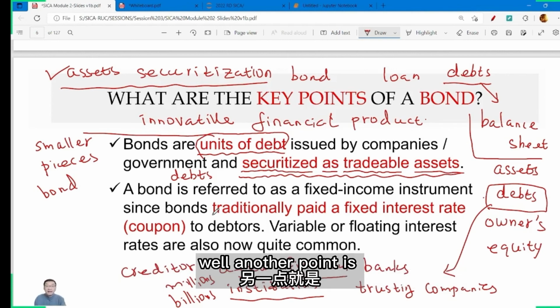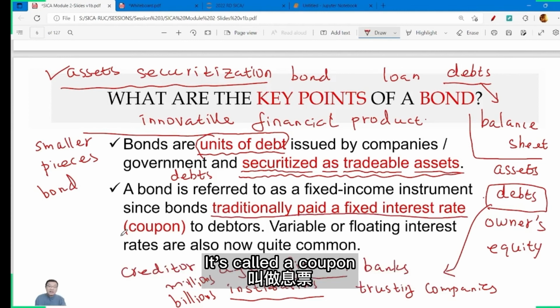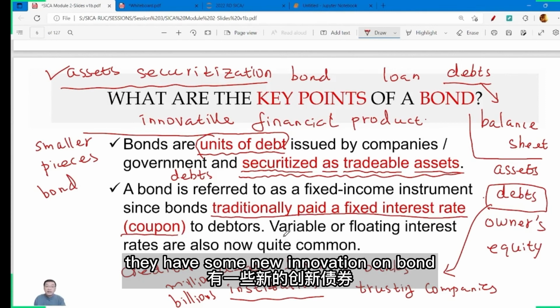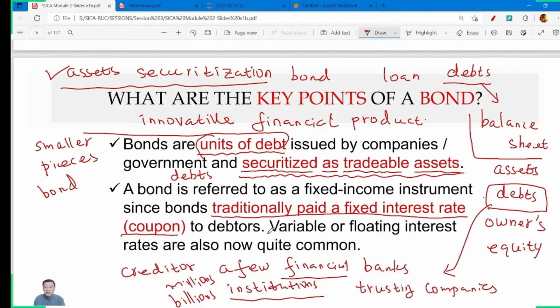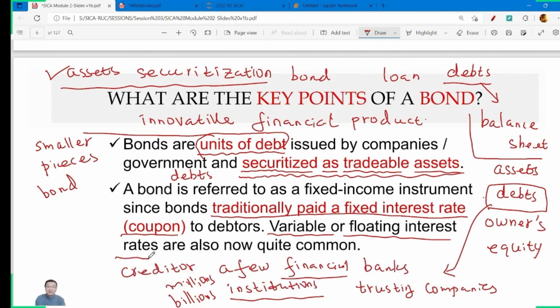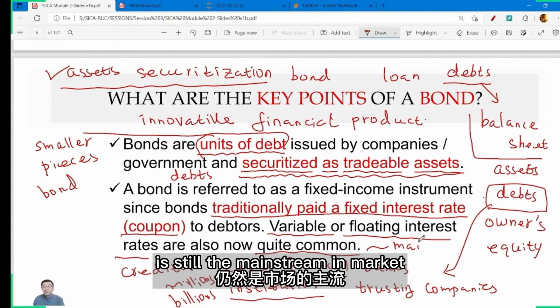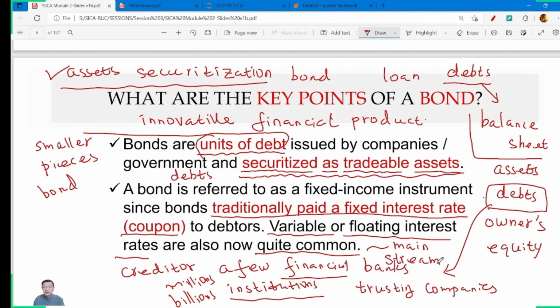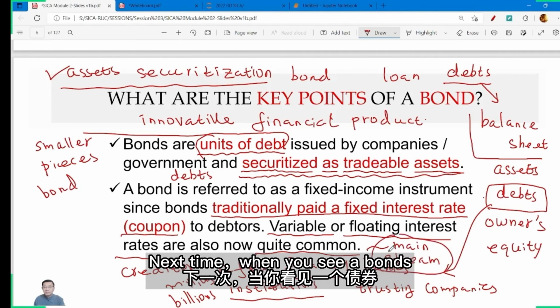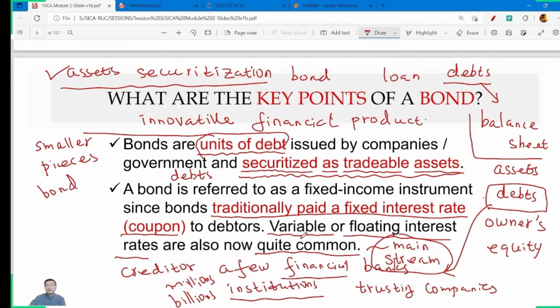Well, another point is that a bond traditionally pays a fixed interest rate. It's called a coupon. However, in recent years, there have been some new innovations on bonds. We also have variable or floating interest rate bonds, which have now become quite common as well. But the traditional fixed interest rate bond is still the mainstream in the market. Next time when you see a bond with a variable or floating interest rate, don't feel too surprised.